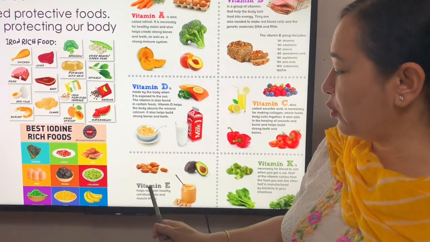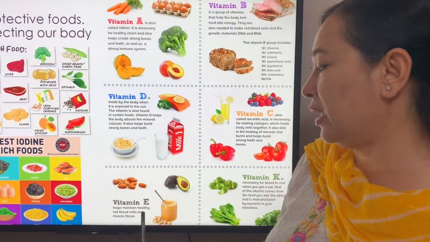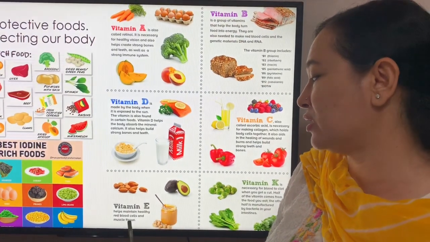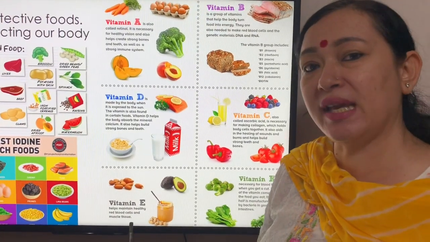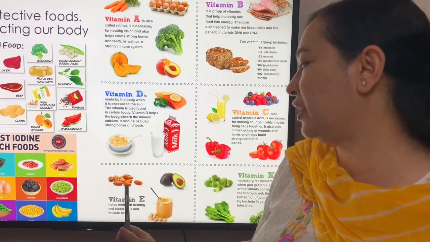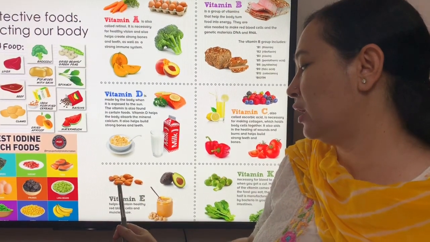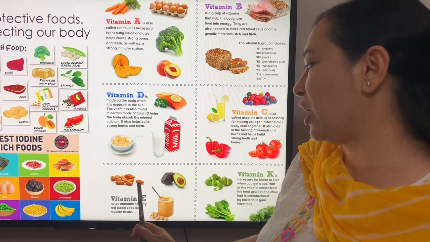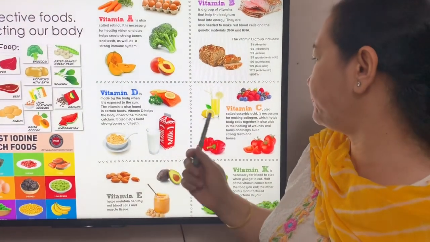Then let's talk about vitamin E. It helps maintain healthy red blood cells and muscle tissues. Also, it is very good for your skin and hair. You will find it in foods like dry fruits like almonds, cashews, pistachios, etc.